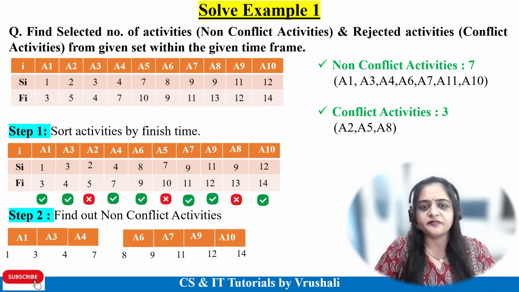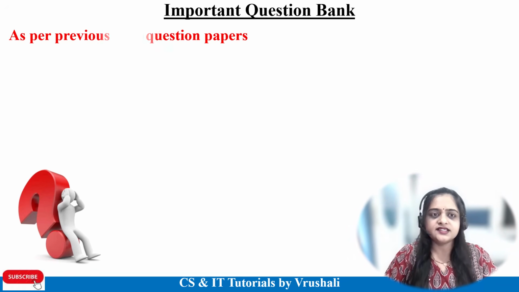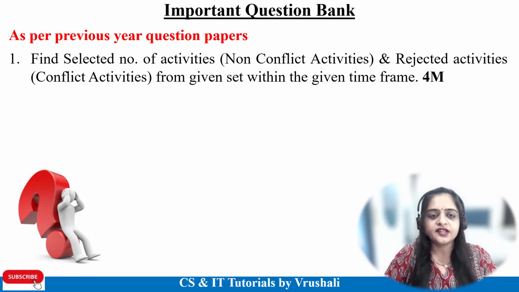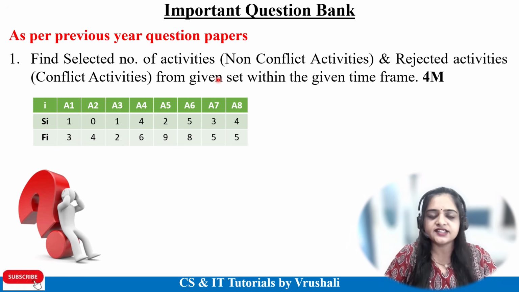Just practice it. Now these are some important questions that have been asked in previous year question papers. Like, again the same question is there. Find non-conflict activities and conflict activities, which are also called selected activities and rejected activities. So the particular details are given. This question was asked for 4 marks.